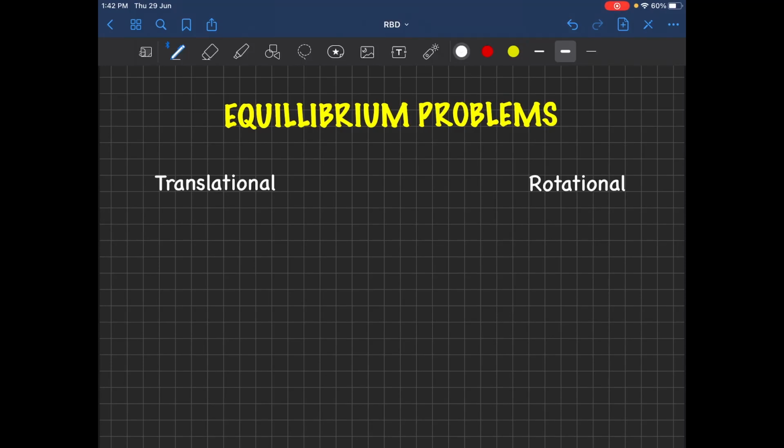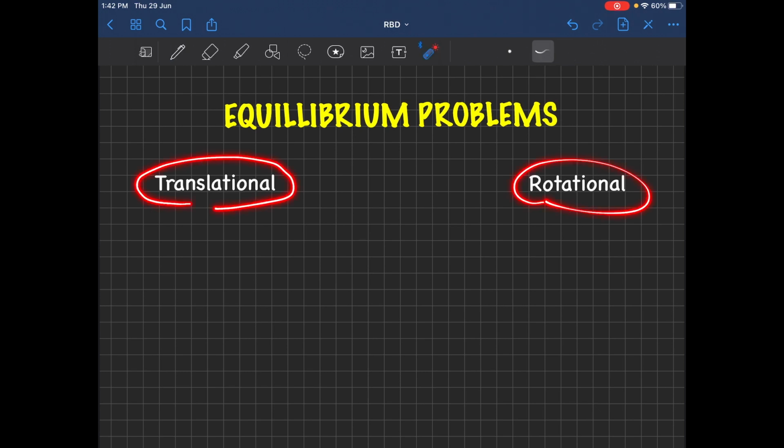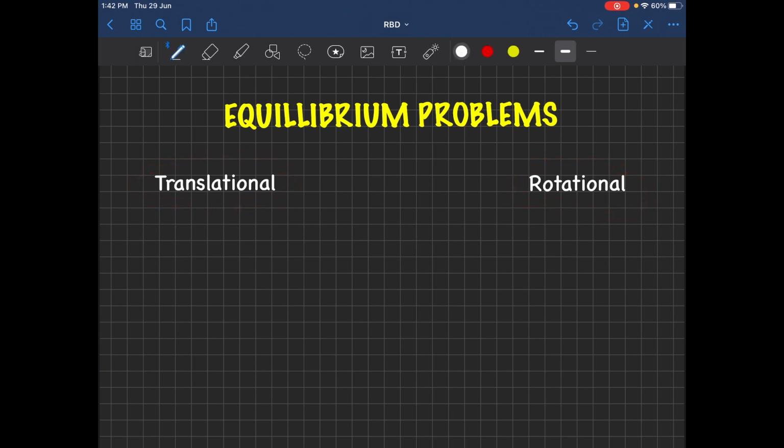Hello guys, in this video we will be dealing with equilibrium problems. Now when we say equilibrium in RBD we mean both translational and rotational equilibrium. What does translational equilibrium mean? This means the acceleration of the system must be 0. So to solve problems we will be writing equations along the x direction net force is 0 and in the y direction as well net force is 0.